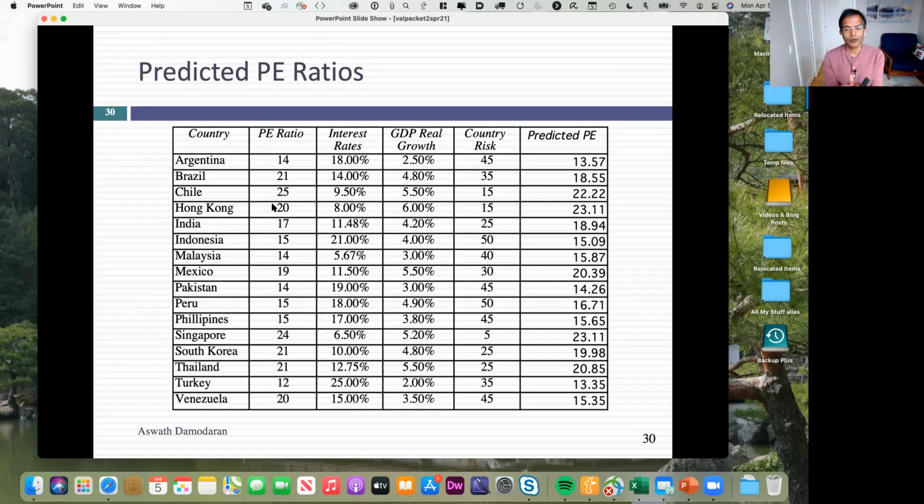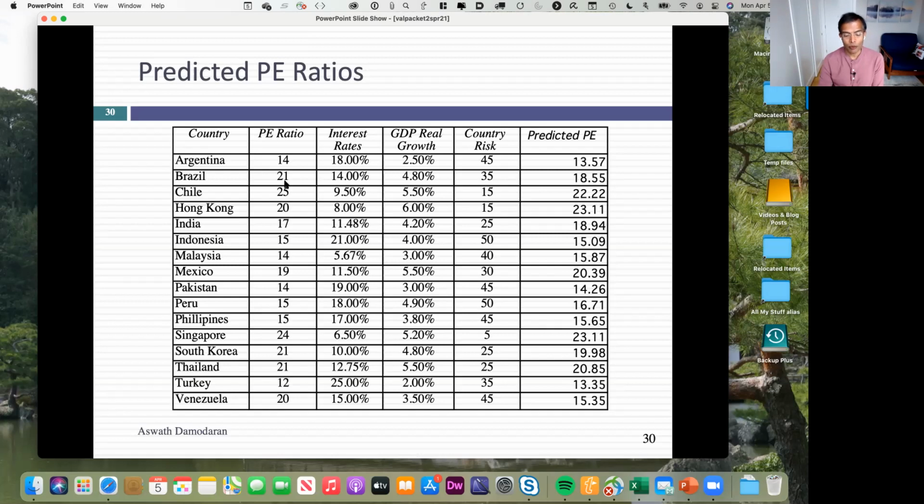Now, when you have a regression with an R squared of 73%, your predictions come with a range around them. It's not a precise number. And it turns out that 14 is within that range. In fact, any regression package will give you the range and say, hey, 14 is different from 13.57, but not different enough for you to do something.